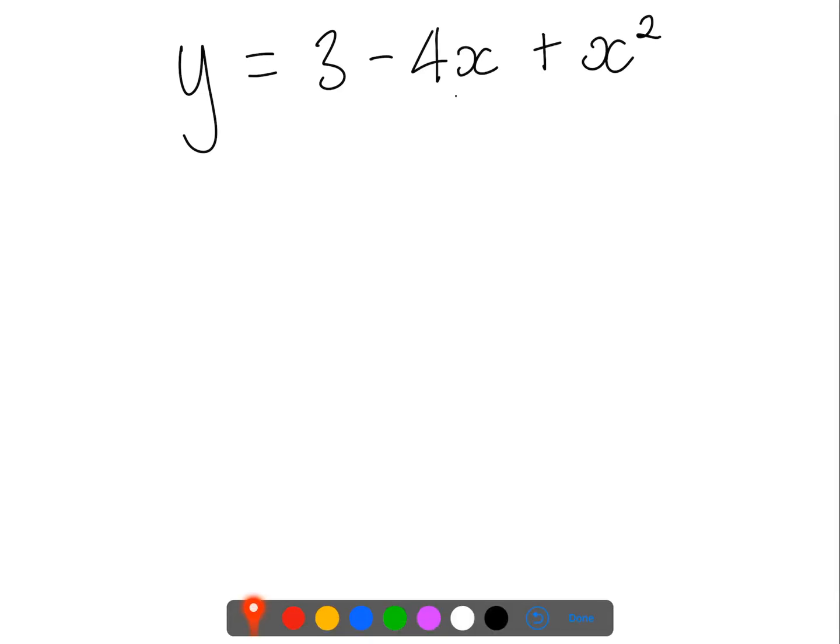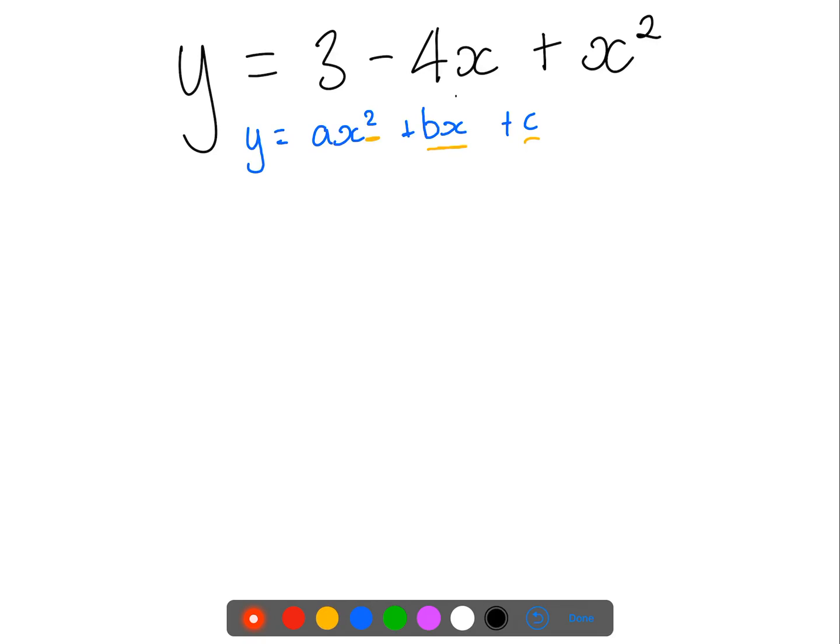First of all, you need to put it in the correct sequence for a quadratic equation, which is y equals ax squared plus bx plus c. So you always have to put the squared at the front, then the thing that's just times by the x, and then the number by itself.